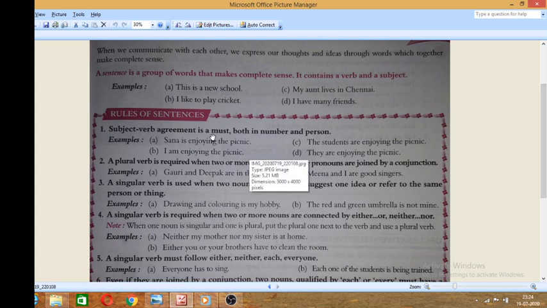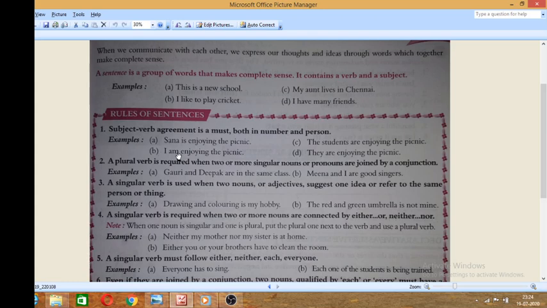Subject verb agreement is a must, both in number and person. Subject verb agreement means you can see that in each and every sentence there is a subject and there is a verb. You know that in these four sentences, subjects are different. But as the subject is different, the verbs are also different. Okay, so when we will use what verb, what verb will be used with what subject, that is the subject verb agreement. The rule is the subject verb agreement. You learn these rules if you learn the rules of tense.